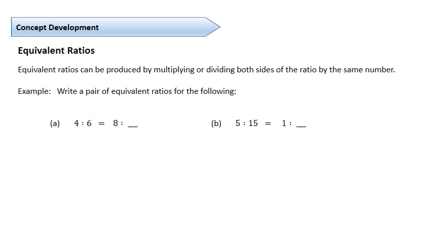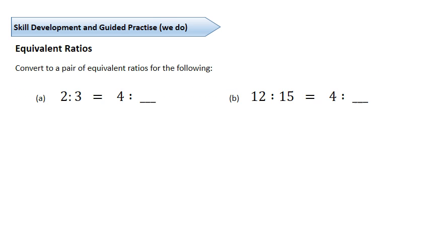So write a pair of equivalent ratios for the following. 4:6. So we want a number. So what do we do to 4 to turn it to 8? We times it by 2. Must do the same thing to the 6 to get our 12. Same thing over here with B. What do we do to 5 to turn it into 1? We divided it by 5. Must do the same thing to the 15 to get our 3. Right, pause here, have a go at doing this one for yourselves.